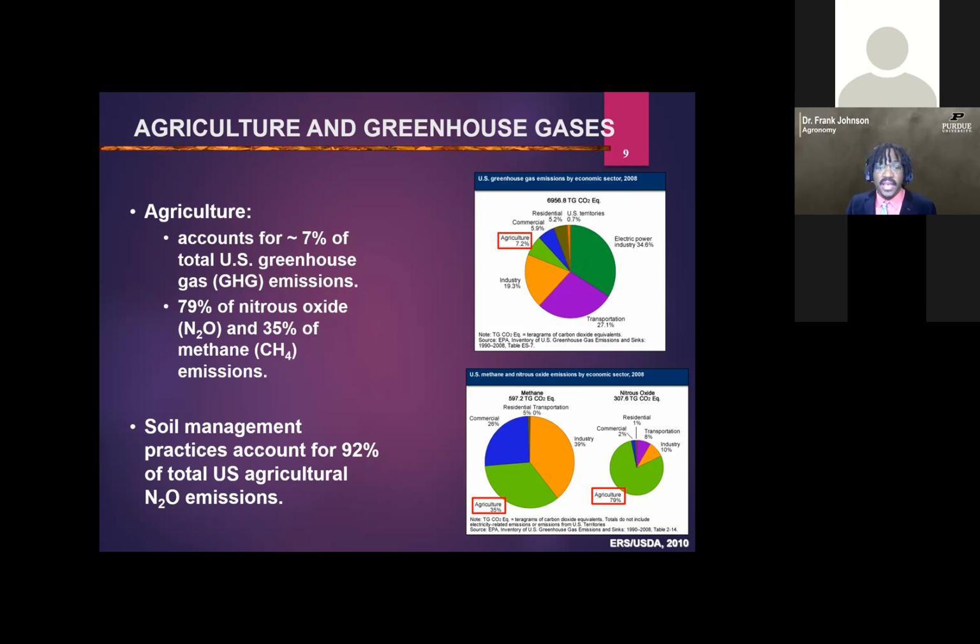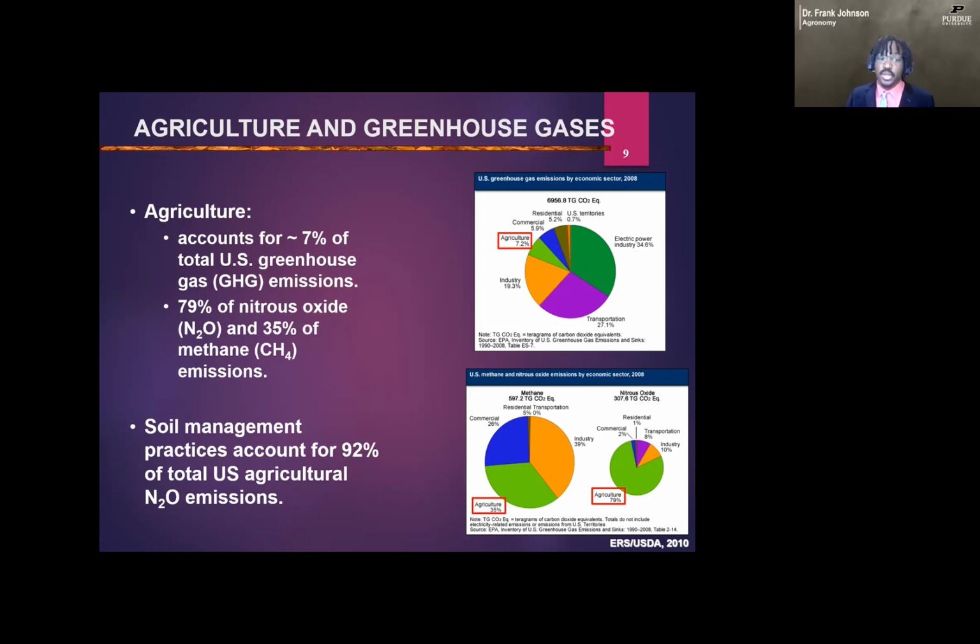And a lot of the nitrous oxide emissions can be attributed to soil management practices, and those account for 92% of the total US agricultural nitrous oxide emissions. Those management practices include the fertilizer use and type, whether using NOR, and the tillage practices that are conducted. So those management practices can have the opportunity to increase or decrease nitrous oxide emissions from agricultural systems.